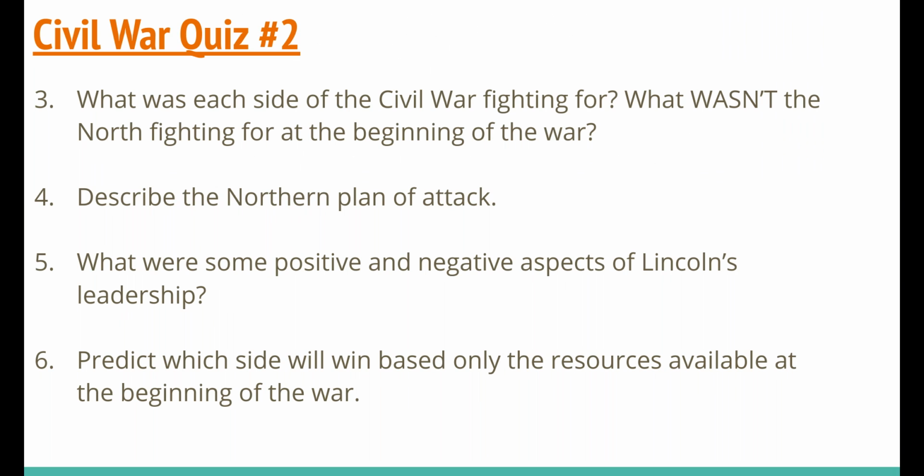One of the negative aspects that we talked about was the conscription, the draft, which was incredibly unpopular, mostly because it targeted poor people, people who couldn't afford to essentially pay their way out of the draft. And then finally, question 6, predict what side you think will win based only on the resources available at the beginning of the war. Hopefully you all came to the same conclusion, and that would be the North. The North had vastly more resources than the South.